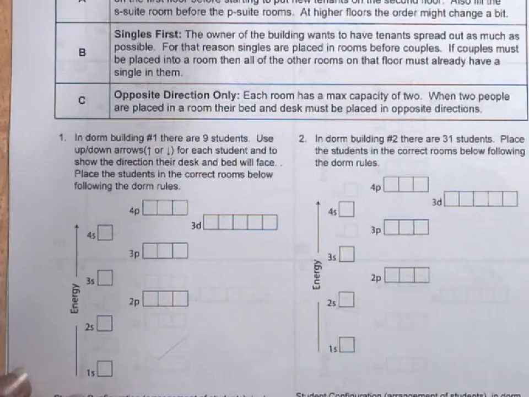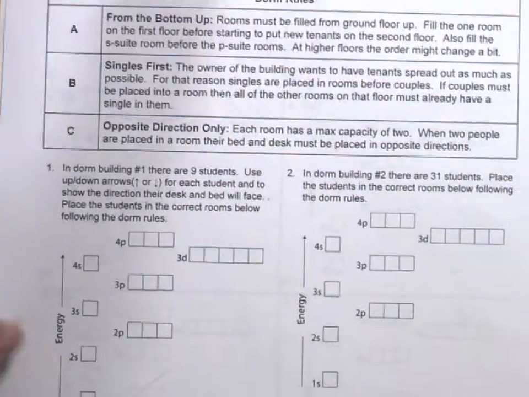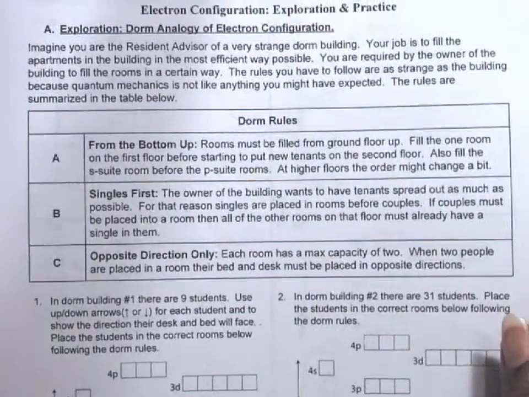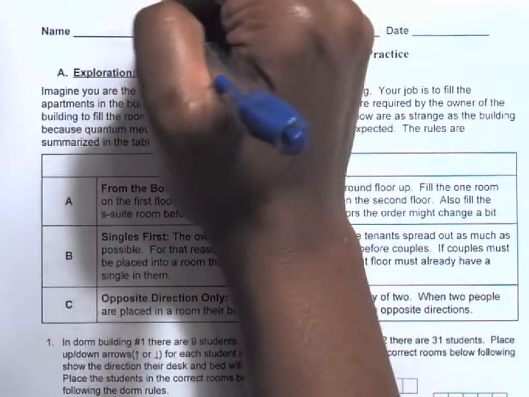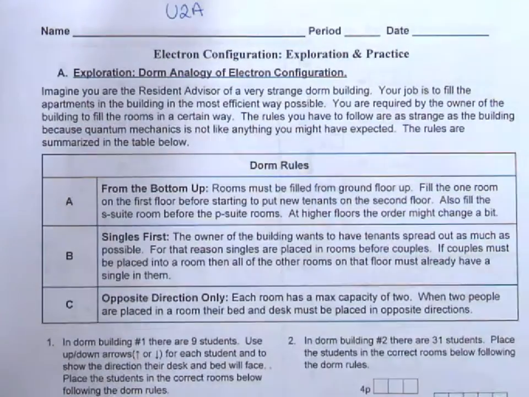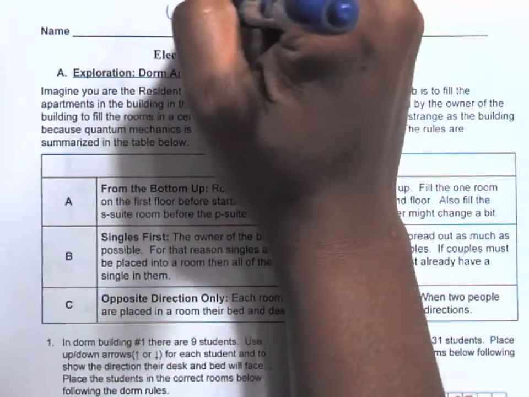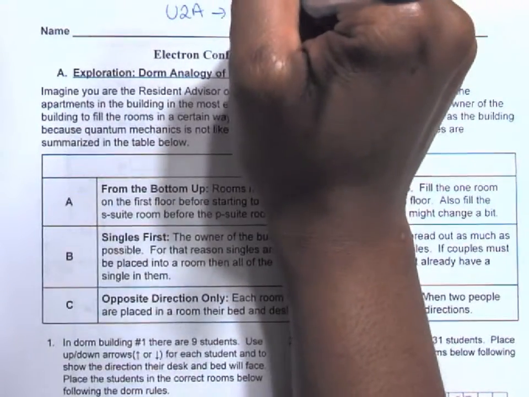Now, electron configuration, one way of thinking about it is how one would arrange residents in a dorm building. So in your packet, and if you don't have your packet open or available to you, you definitely want to get to it. And I'll just pause and tell you where it is. It's in the Unit 2A folder.